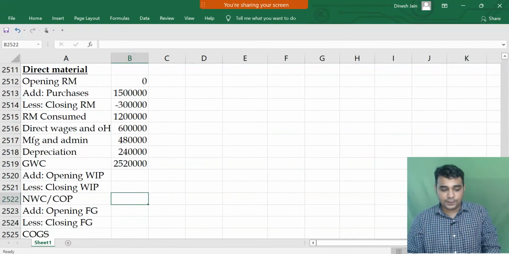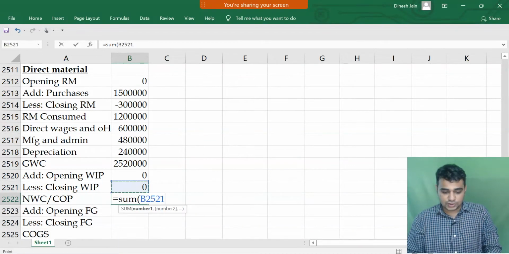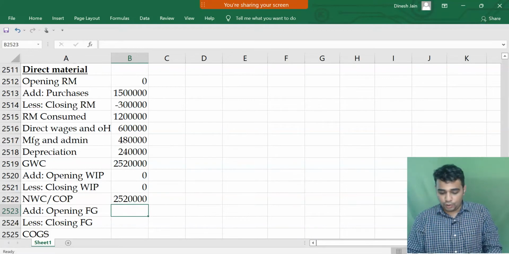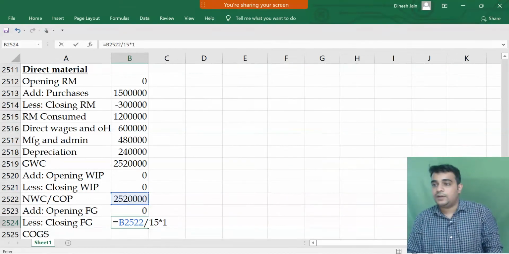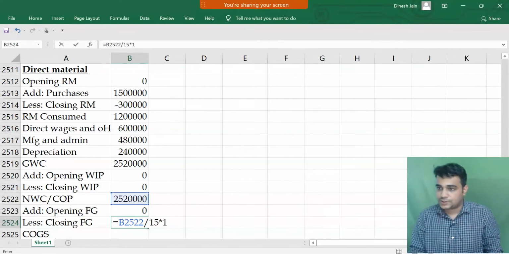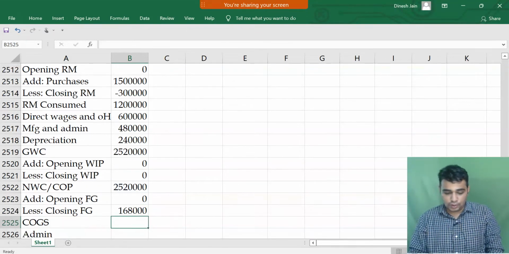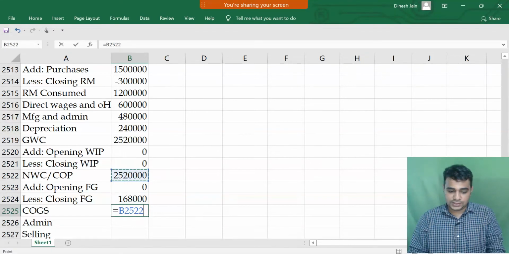So 25 lakh 20, no opening WIP, no closing WIP, cost of production, no opening FG. This divided by 15,000 into 1,000 is the closing stock. 1,000 is the closing stock. COGS.